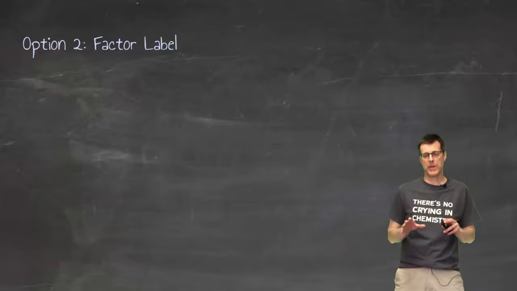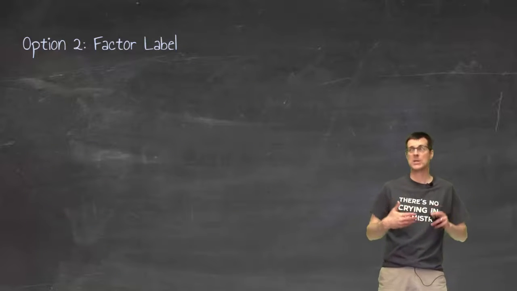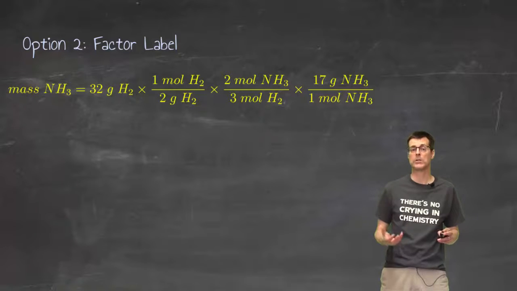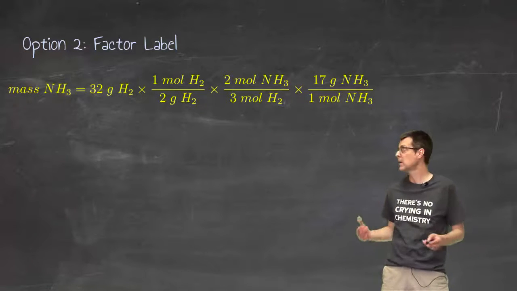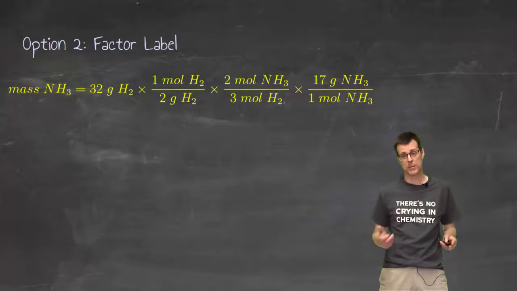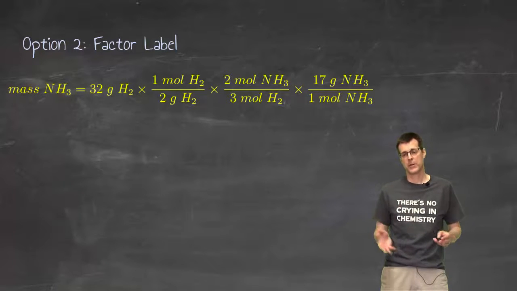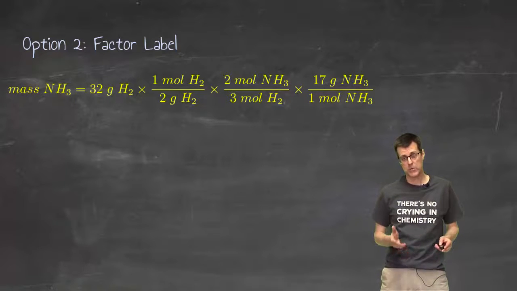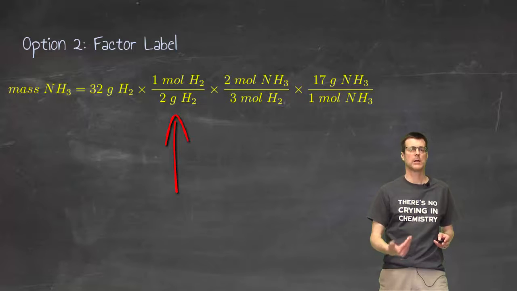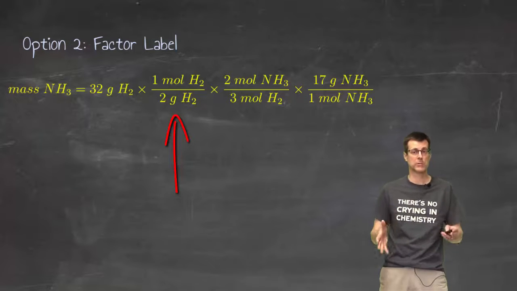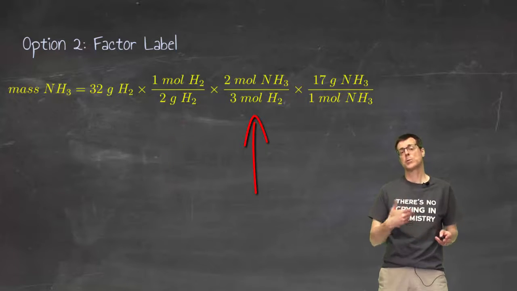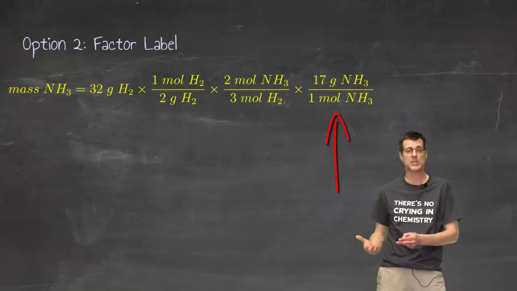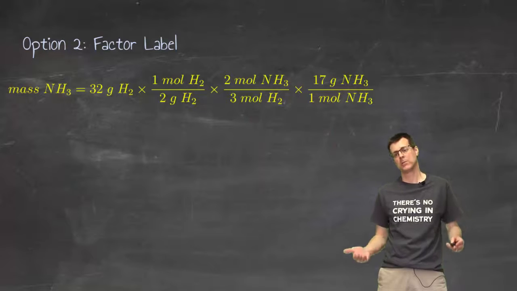The other option, and the one that I kind of prefer because it works all the time, and the only downside is we have to look carefully at the units, but that is not really a downside, is what's known as the factor label method. We start out with our mass of known, the 32 grams of hydrogen. We convert that to moles of hydrogen using a conversion ratio, and then we convert that to moles of ammonia using another conversion ratio. And then finally we convert that to mass of ammonia using yet another conversion ratio.